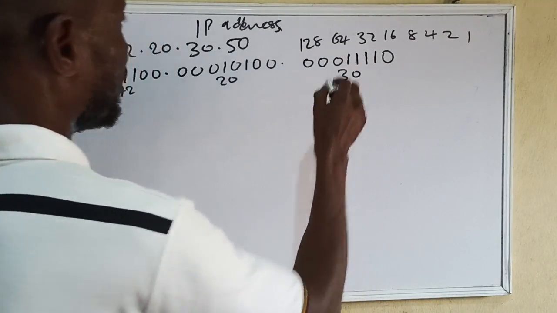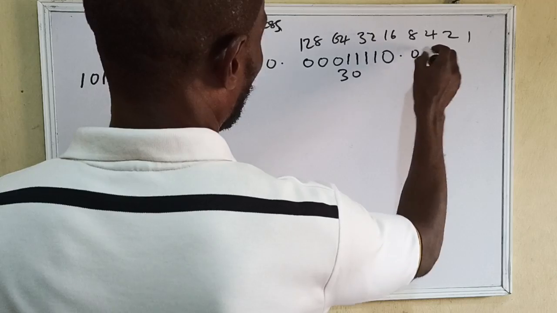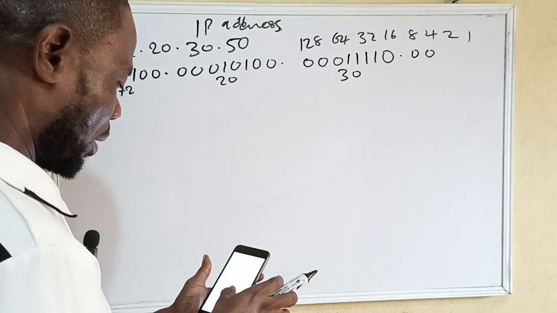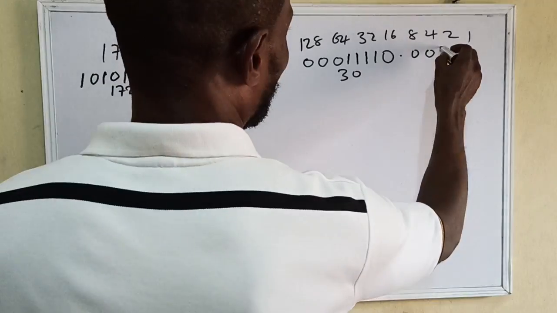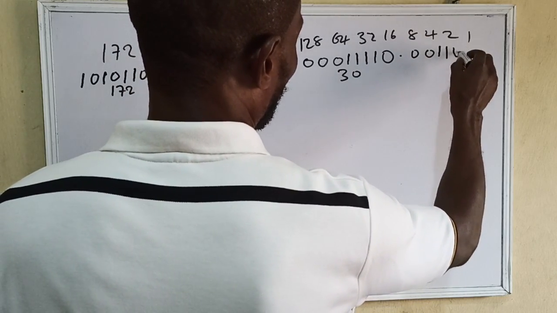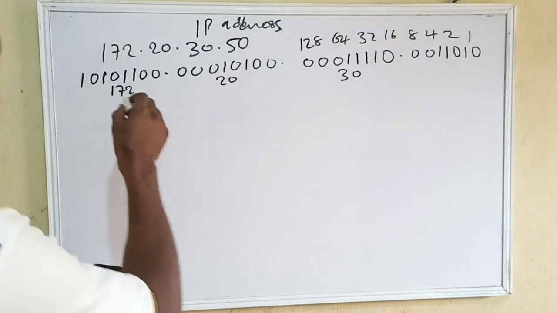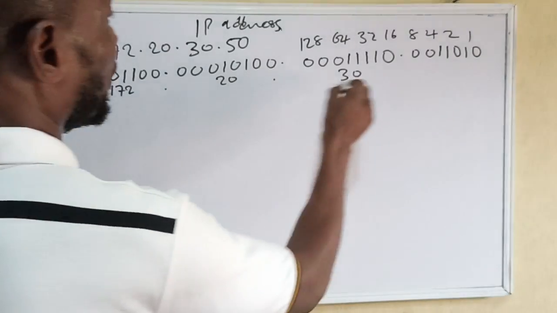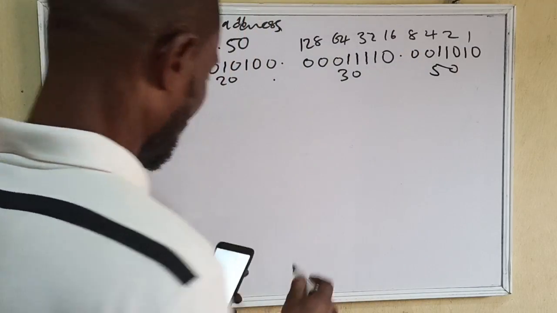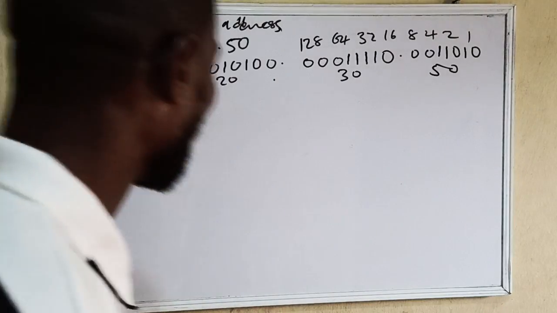Okay, let's use 50. Can 50 minus 128? No. Can it minus 64? No. Can it minus 32? Of course, 50 can minus 32, left with 18. 18 minus 16, 2. Can 2 minus 4? No. 2 minus 2, nothing left here. You can see this IP address has been converted to bits. This is how an IP address works.